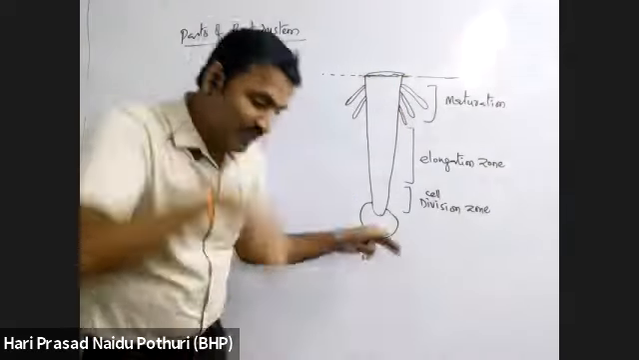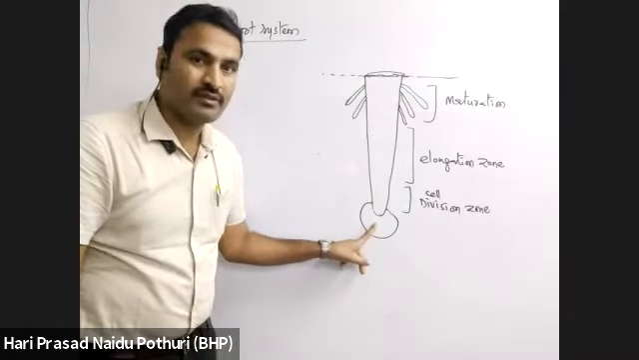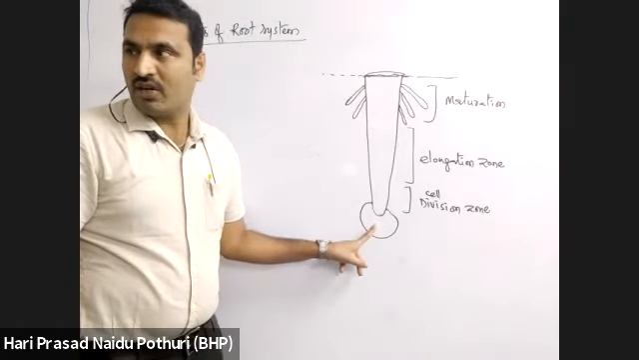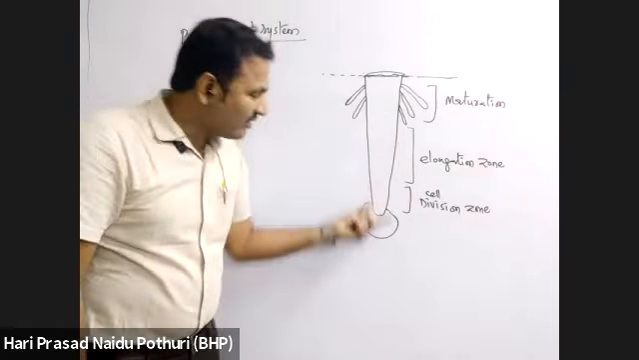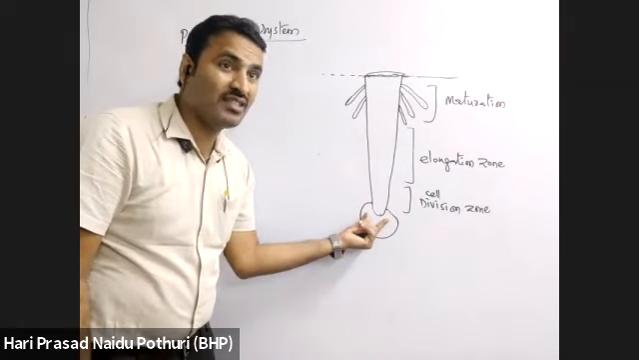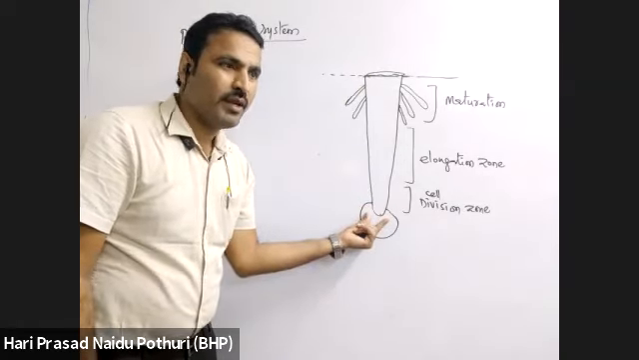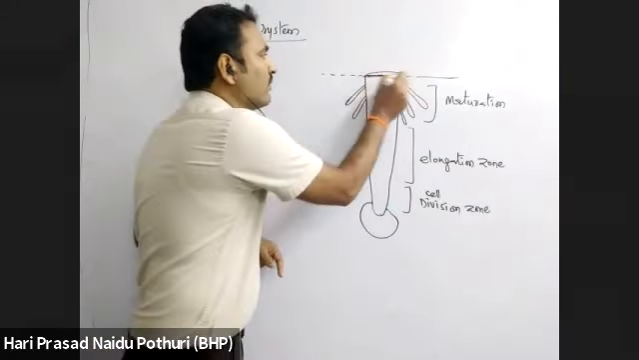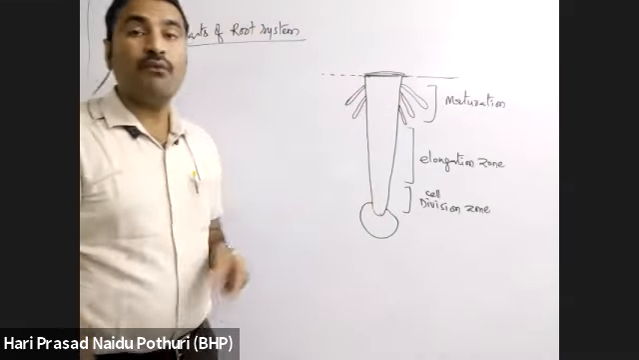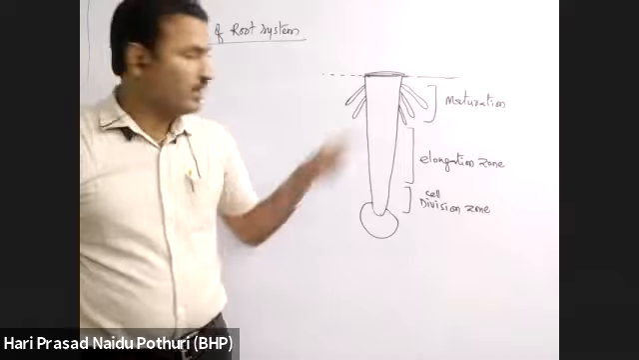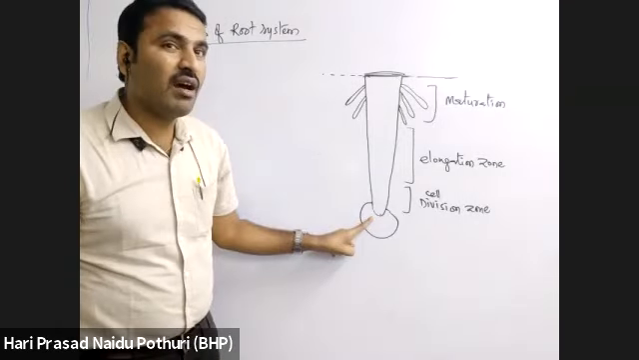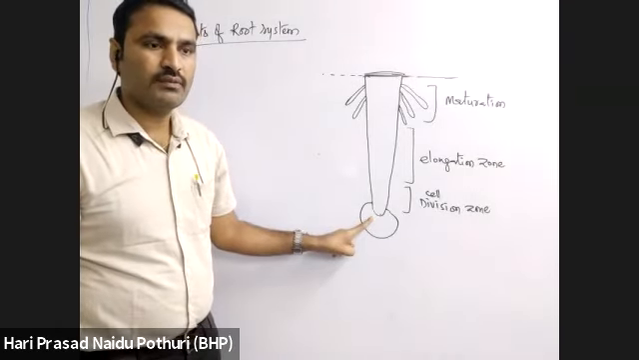We may think deep inside this is the base. Yes or no? You may think this is the base of the root. That is not the base of the root. The base of the root is here. From where it is developing, that is the base. This is the terminal or end of the root.